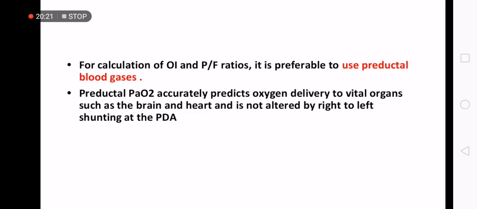For calculation of the oxygenation index and P/F ratios, it's preferable to use pre-ductal blood gases, as we said before that the lower limbs might be supplied by the PDA, so we might have decreased saturation in the lower limbs more than the upper limbs. So it's more accurate to have the pre-ductal sample to assess the proper oxygenation of the body.